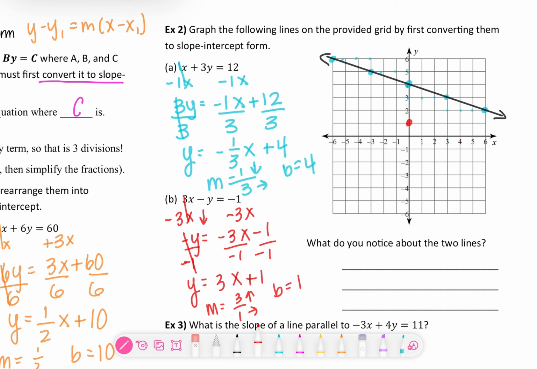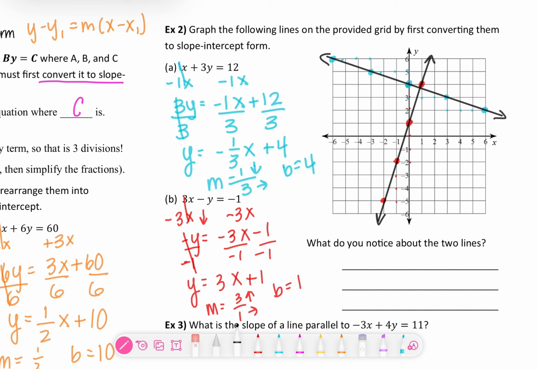Start at 0, 1. And then use a slope of 3/1. So up 3, right 1. I can only do that once before I run out of room. So let's reverse it. And let's go down 3 and left 1. Go down 3 and left 1. Perfect. Now, I'm going to draw my line with arrows.